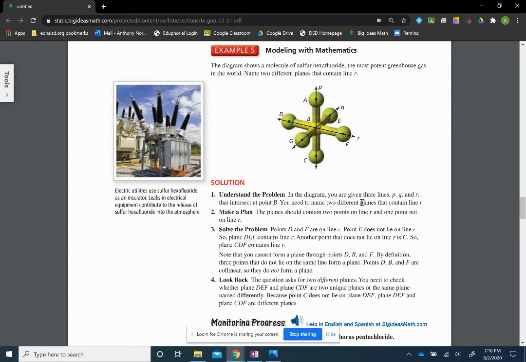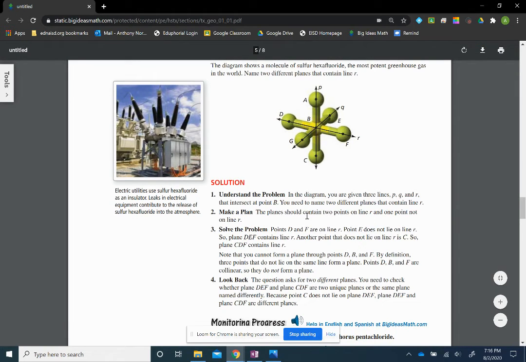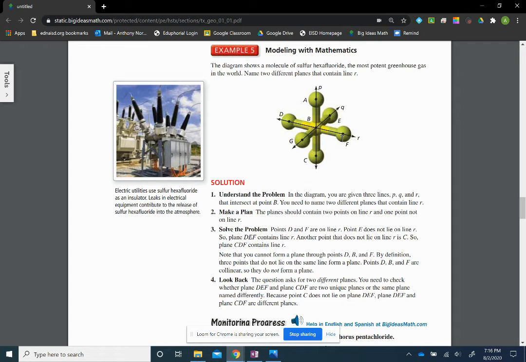So the solution, first we need to understand the problem. We need to name two different planes. Make a plan. The plane should contain 2 points on line R and 1 point not on line R, because we need two planes, 2 points that are on line R and 1 point not on line R. Otherwise, instead of having a plane, we'll have a line. So solve the problem. We have D and F. They're on line R, and E is not. So we'll create a plane here. So then we can go with the other direction.